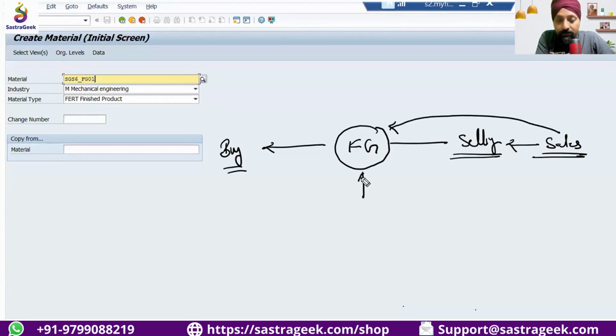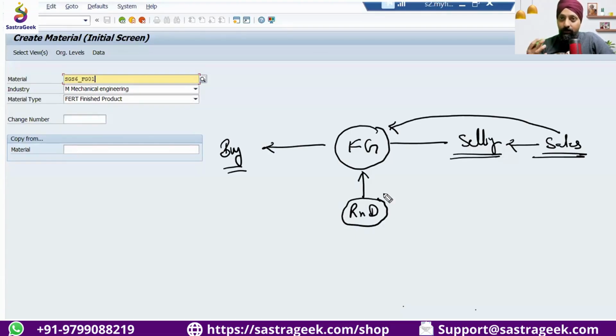Who is the first team who would be creating this finished good from a business perspective? Who would be the first team saying, okay, this is the product which we are going to sell? No QM, no PP. It would be R&D, research and development. They would be bringing out the product. Okay, this is the product.